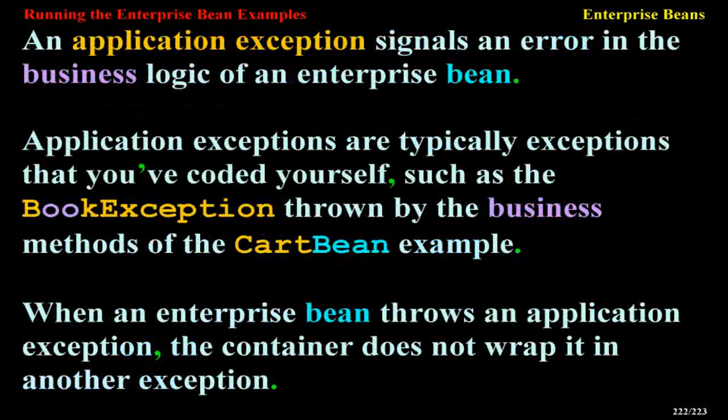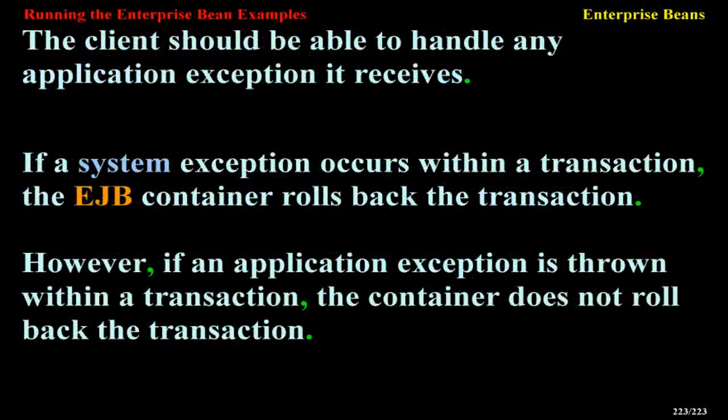An application exception signals an error in the business logic of an enterprise bean. Application exceptions are typically exceptions that you've coded yourself, such as the BookException thrown by the business methods of the CartBean example. When an enterprise bean throws an application exception, the container does not wrap it in another exception. The client should be able to handle any application exception it receives.